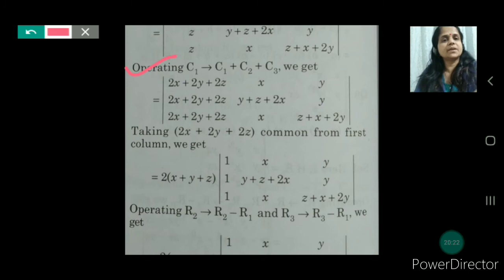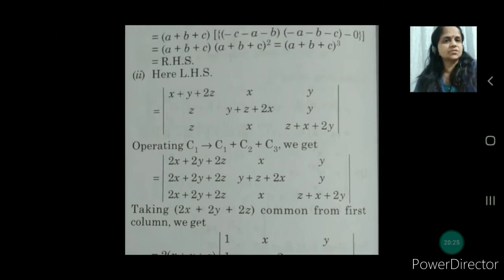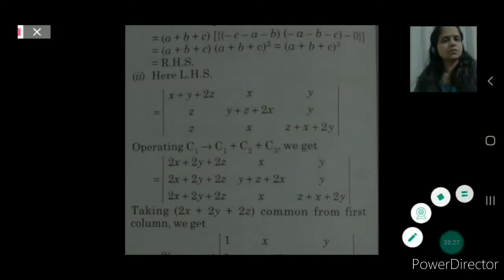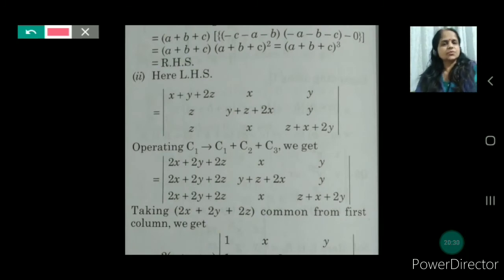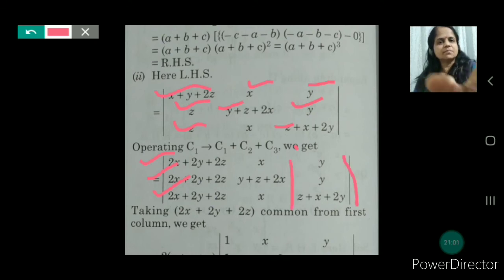The operation is C1 plus C2 plus C3. It means the elements of the first column will change, and column 2 and column 3 remain as they are. So here it is x plus y plus 2z, add with x and y, you will get 2x plus 2y plus 2z. Here it is z, add with y plus z plus 2x plus y, you will get 2x plus 2y plus 2z. Same as z plus x plus 2y, you will get 2x plus 2y plus 2z, and the elements of the second and third columns remain unchanged.